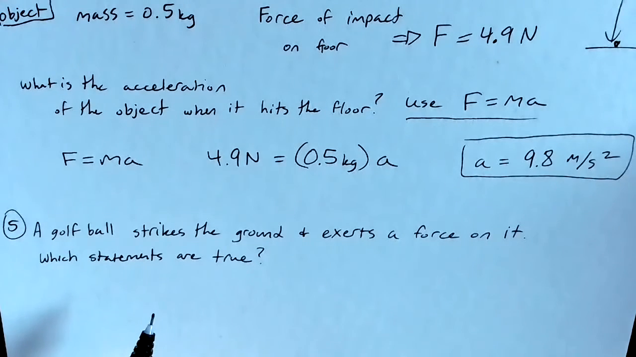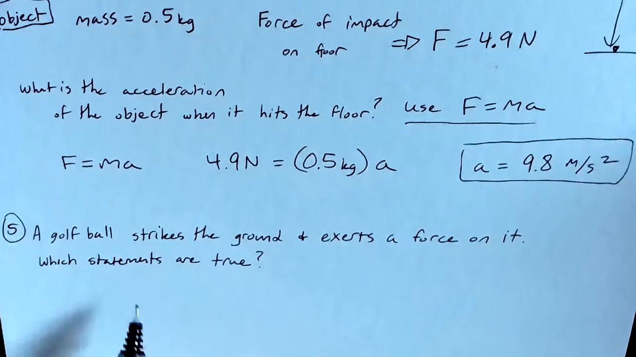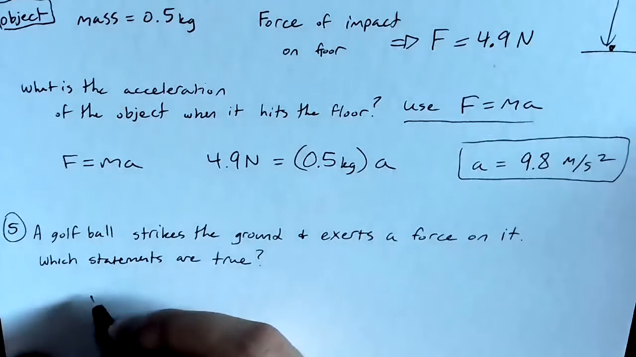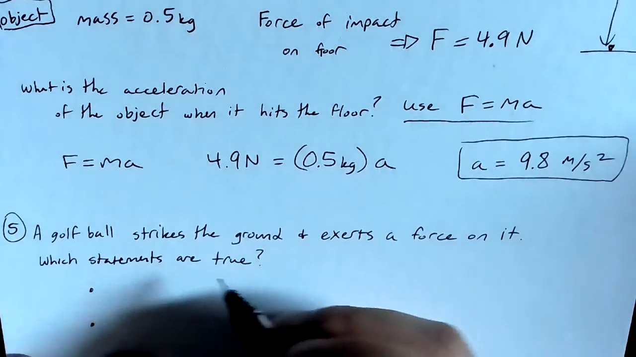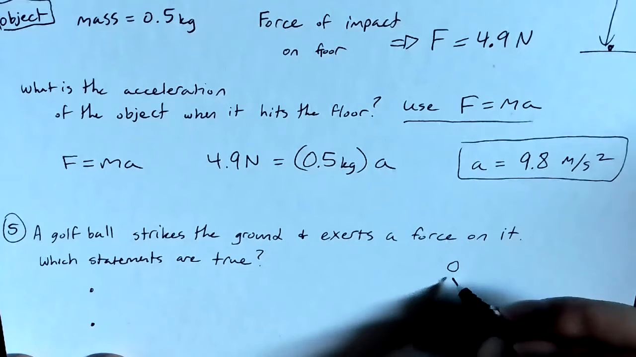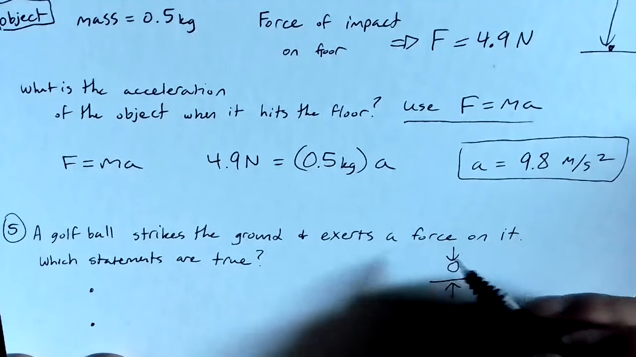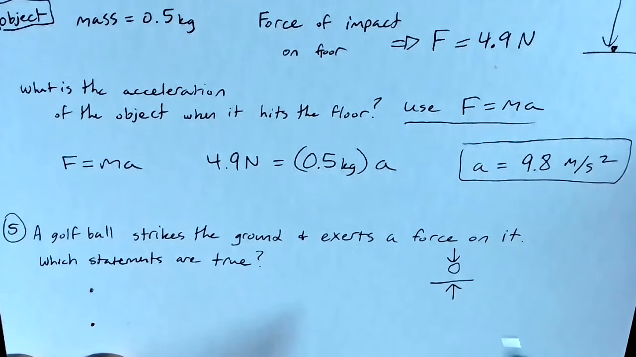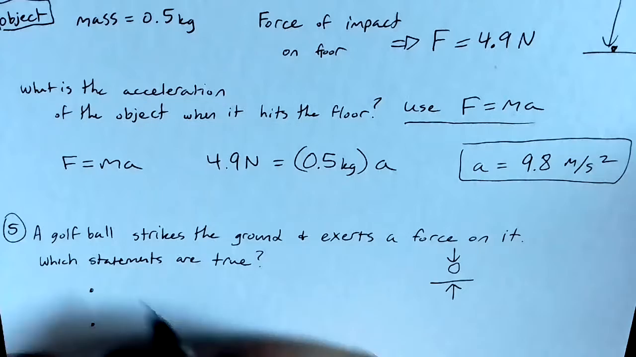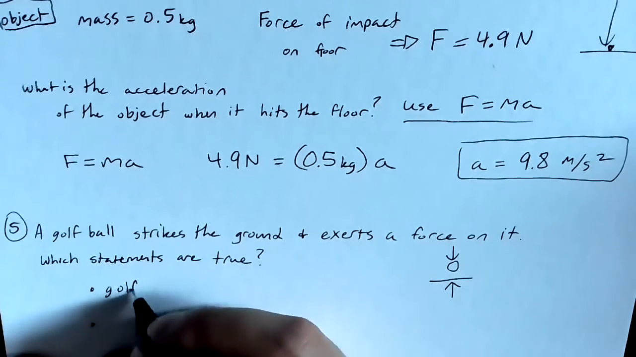And 5, a golf ball strikes the ground and exerts a force on it. Which statements are true? So like the first question we went over, you're going to be given multiple choices, and 2 of those are correct. So if a ball strikes the ground, it exerts a force on the ground, and that force has an equal and opposite force acting against it from the ground on the ball.